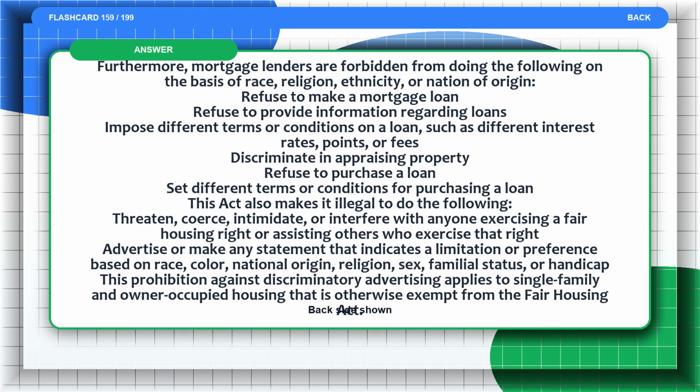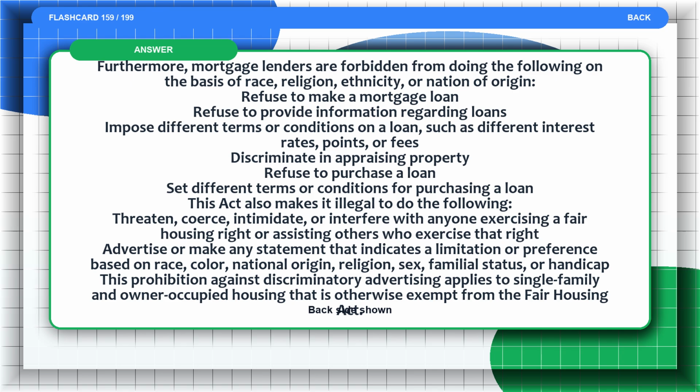The answer is, furthermore, mortgage lenders are forbidden from doing the following on the basis of race, religion, ethnicity, or nation of origin: refuse to make a mortgage loan, refuse to provide information regarding loans, impose different terms or conditions on a loan, such as different interest rates, points, or fees, discriminate in appraising property, refuse to purchase a loan, set different terms or conditions for purchasing a loan.